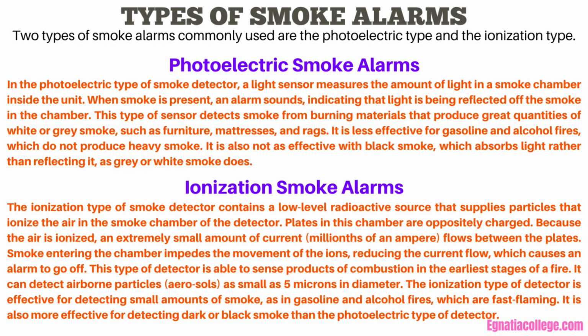This type of detector is able to sense products of combustion in the earliest stages of a fire. It can detect airborne particles, aerosols, as small as 5 microns in diameter. The ionization type of detector is effective for detecting small amounts of smoke, as in gasoline and alcohol fires, which are fast flaming. It is also more effective for detecting dark or black smoke than the photoelectric type of detector.